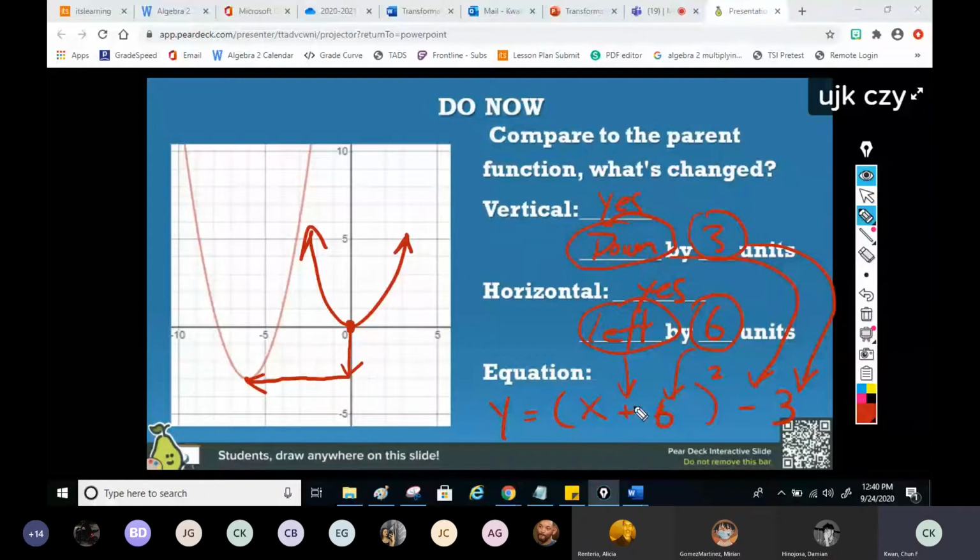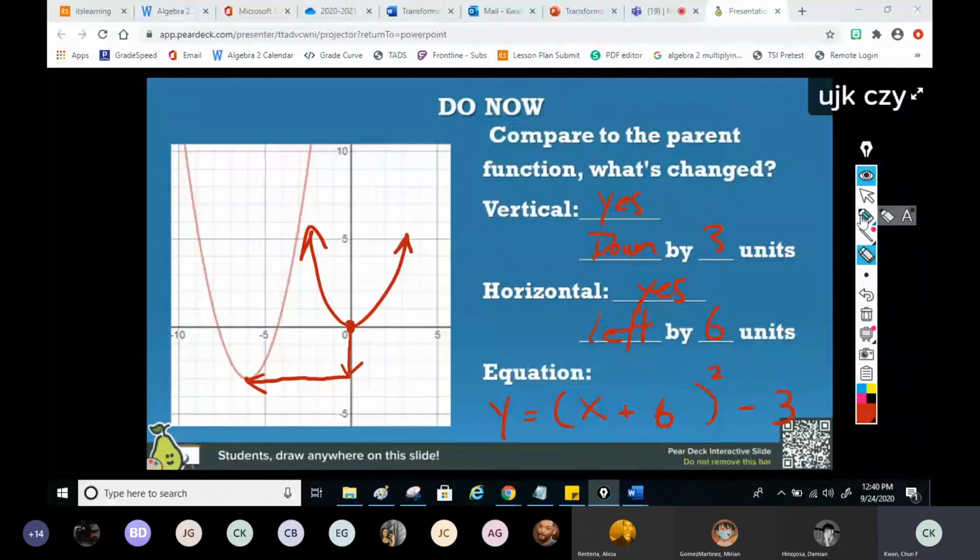Once again, if it goes to the left, I need a plus. So plus 6 means it goes to the left by 6 units. And then shift it down, so I need a minus and 3 units right here. So a really common mistake that I see a lot of you guys make is that you have them reversed. You have them mixed up. So some of you put a -3 right here and then put a +6 right here. So don't get these two mixed up, okay?